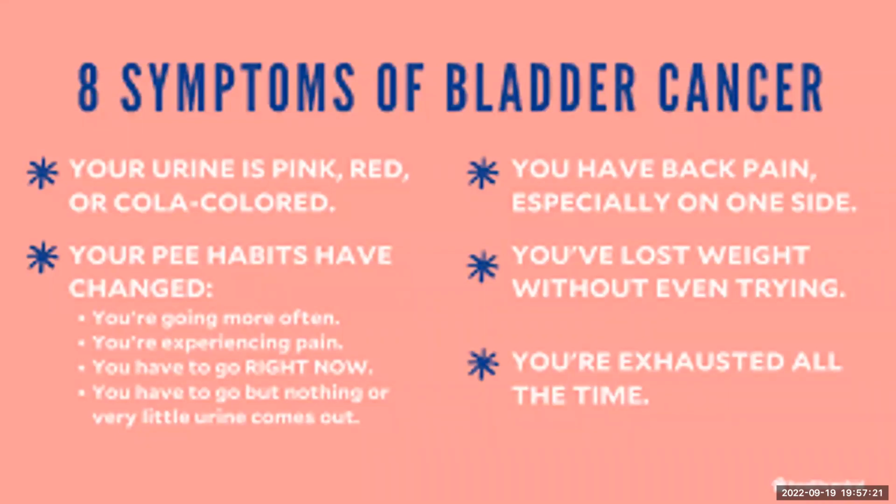When there is bladder cancer, there is going to be bleeding. Why? Because it's an abnormal growth in there, and this growth may rupture. So there will be pink or red colored urine due to bleeding. Your urination habits will change. Your peeing habits have changed.